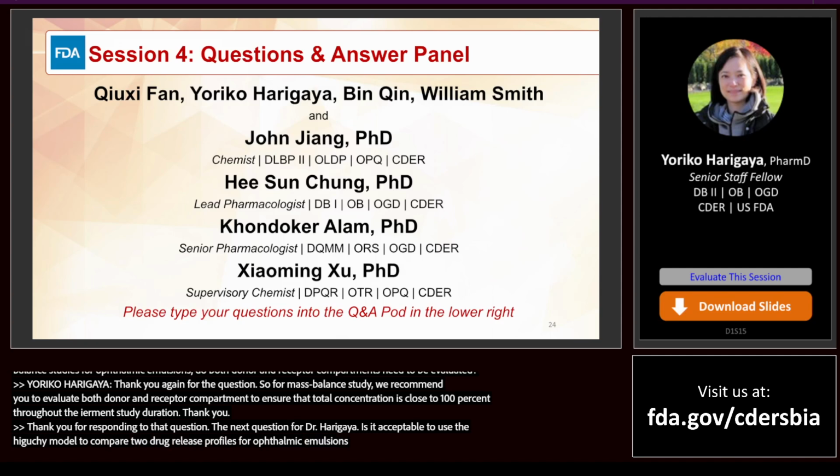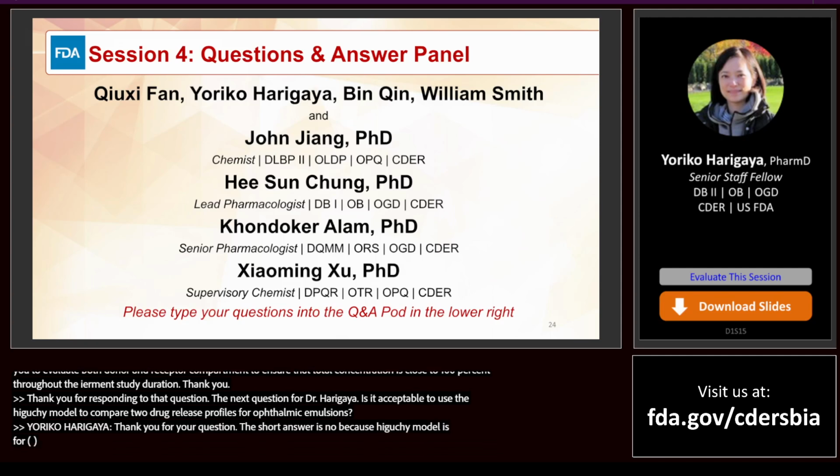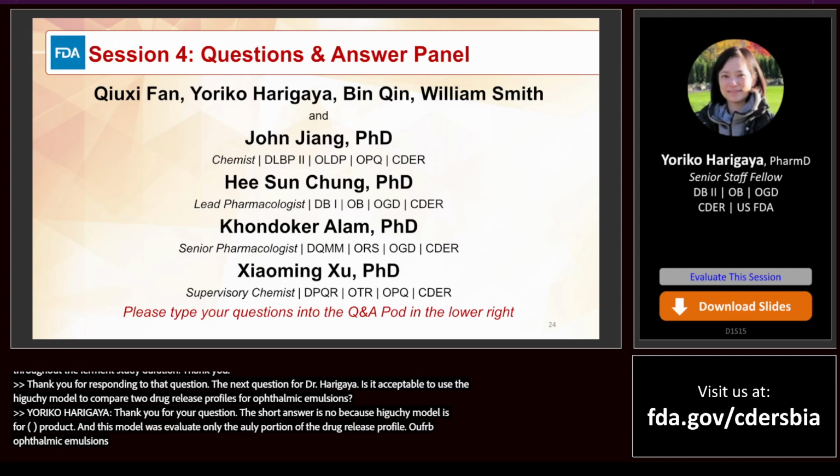Thank you for your question. The short answer is no, because the Higuchi model is for semi-solid skin topical products, and this model will evaluate only the early portion of the drug release profile. However, for ophthalmic emulsion, we would like to evaluate the entire drug release profile. So we generally recommend the F2 similarity factor. Thank you.